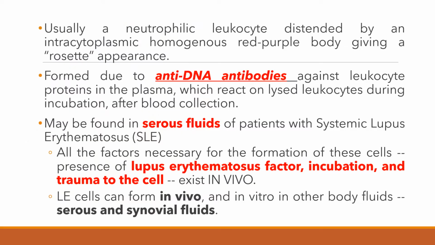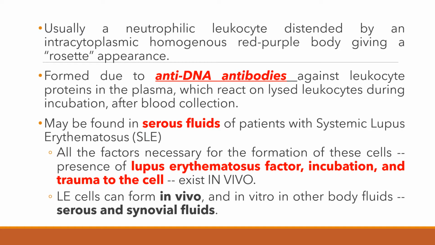So your LE cell is usually a neutrophilic leukocyte distended by an intracytoplasmic homogeneous red-purple body, giving it a rosette appearance. It's formed due to the presence of your anti-DNA antibodies that are made against your leukocyte proteins in the plasma, which react on lysed leukocytes during incubation after blood collection. Your LE cell may be found in serous fluids of patients with SLE.